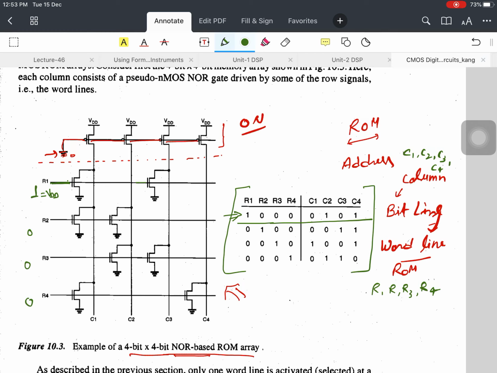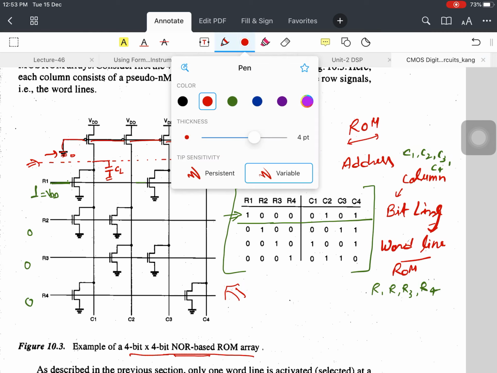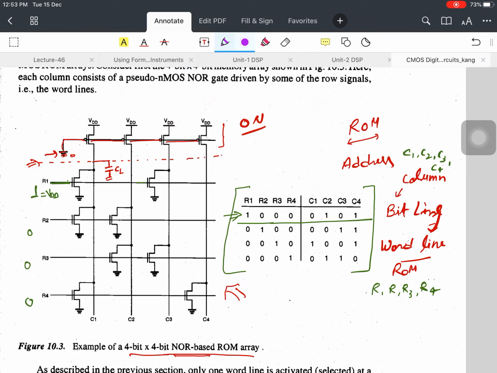Now, if I talk about the single transistor, let us see here one load capacitor is available. This is just for understanding. Let us see here one CL is available. Whenever this is always connected to ground, as I told you, in the pre-charge phase, when we are looking at this pull-up network, it will charge this capacitor.